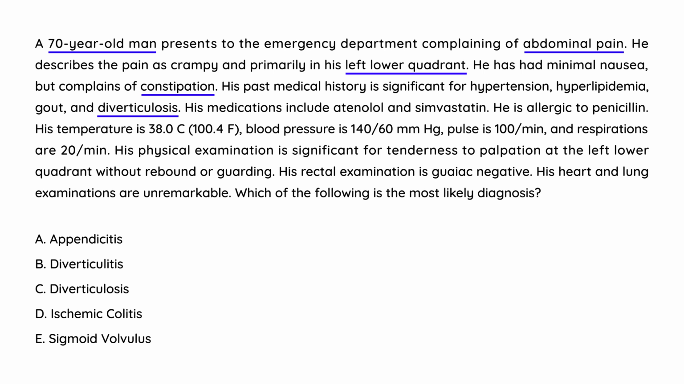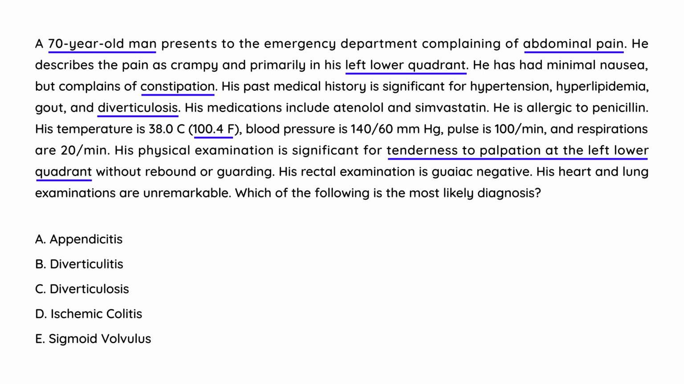Medications include atenolol, simvastatin. He's allergic to penicillin. Temperature is 100.4. Blood pressure is 140. Pulse is 100. Respirations are 20. Physical exam is significant for tenderness to palpation at the left lower quadrant without rebound or guarding. His rectal exam is guaiac negative. Heart and lungs are unremarkable.